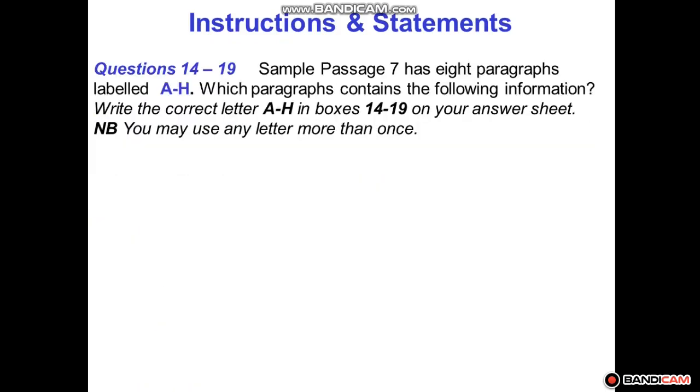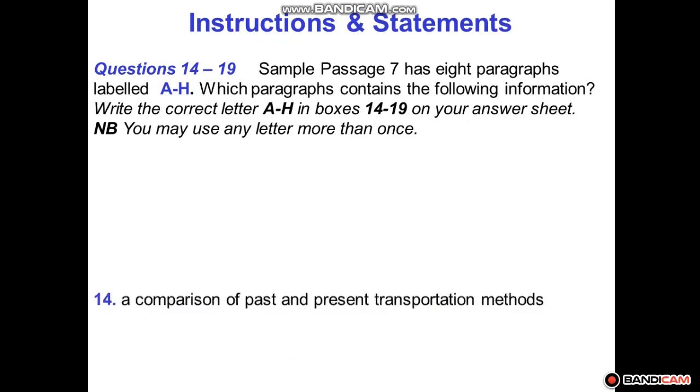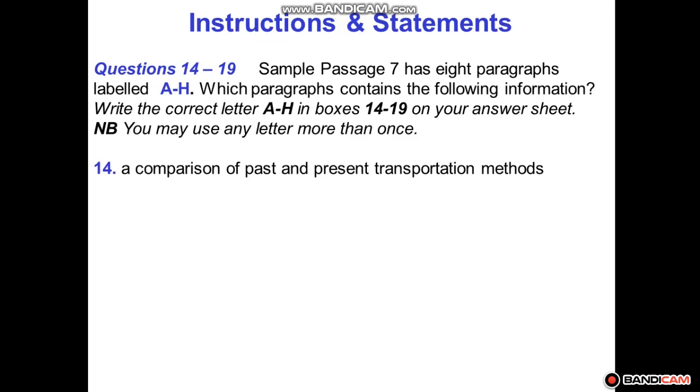Fine. Now, instructions and statements. This is how you get the instruction. For example, this is example questions 14 to 19. The sample passage has 8 paragraphs labeled A to H. Which paragraph contains the following information? Write the correct letter, A to H, in boxes 14 to 19 on your answer sheet. You may use any letter more than once. That's also possible.